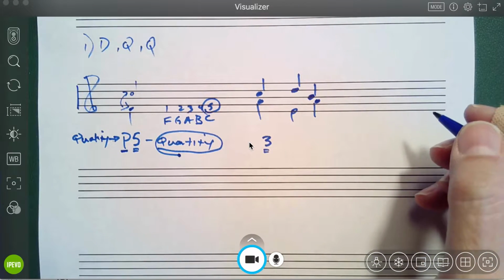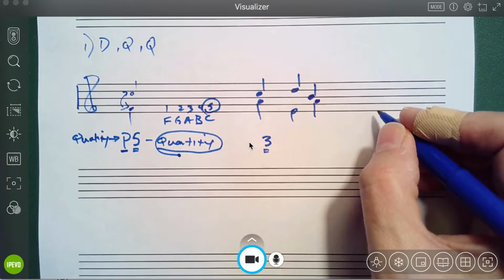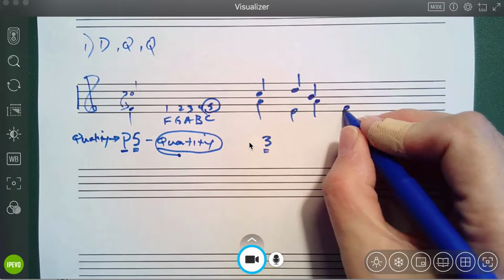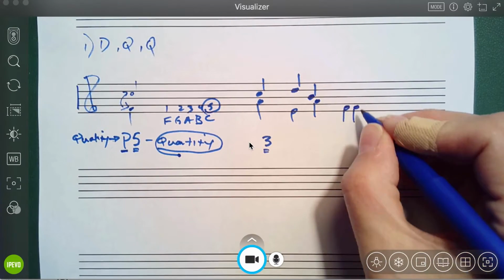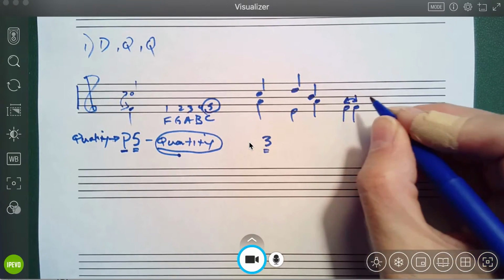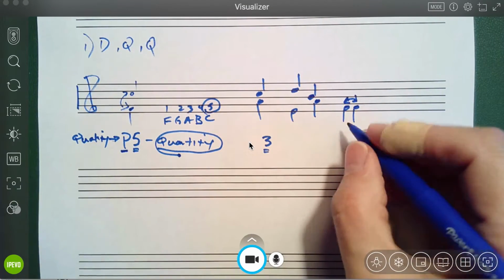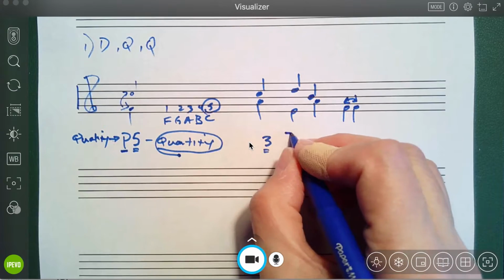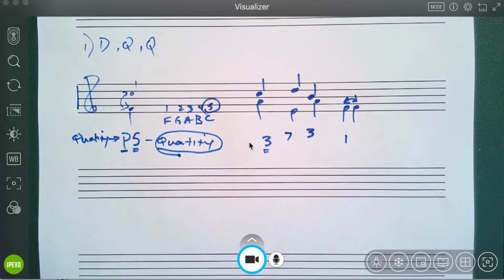This is strange, but there is an interval called a unison. If I have an F and another F, the interval between these, if you count F, it's just a 1. So here's a 7, here's a 3.